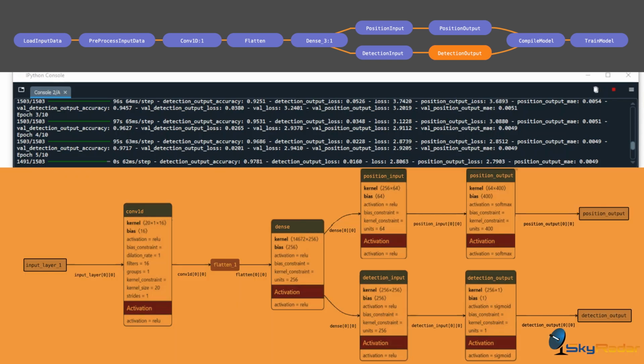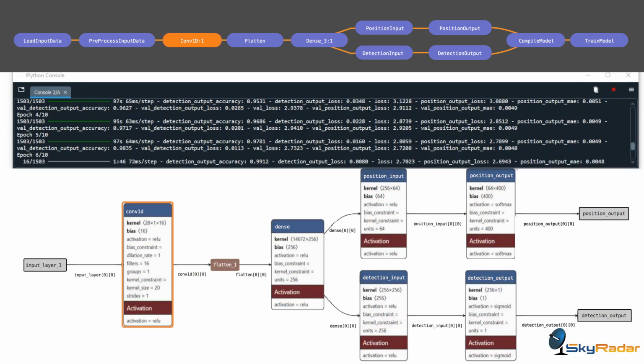Now, let's turn our attention to the third figure, which shows the model architecture in greater detail. To recap, the Conv1D block extracts spatial features with a kernel size of 20 by 1 by 16 and a ReLU activation. The flatten block reshapes the features into a 1D vector for dense processing. The dense block learns high-level patterns with 256 neurons and a ReLU activation. The two branches then handle localization and target detection separately. The position input block connects to the position output block with 400 softmax activated units for accurate localization. The detection input block connects to the detection output block, which has 1 sigmoid activated unit for binary classification.